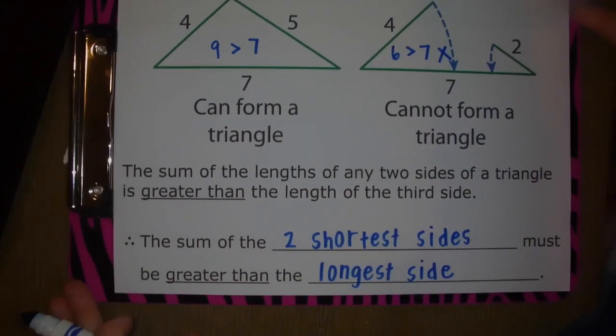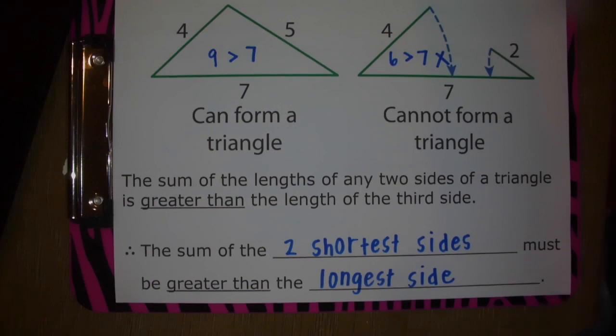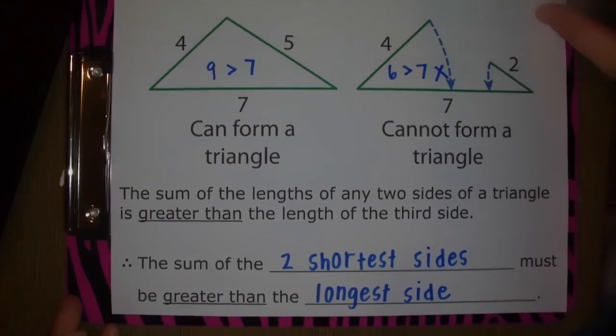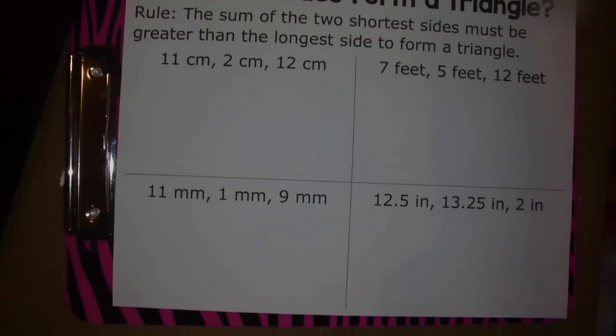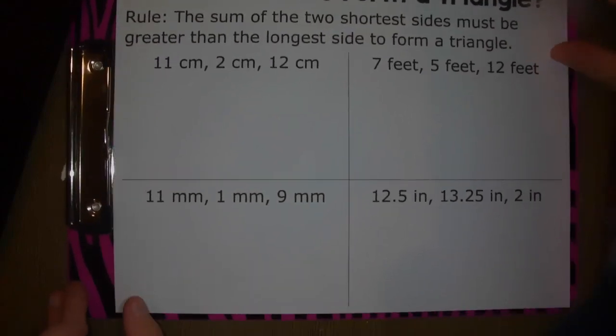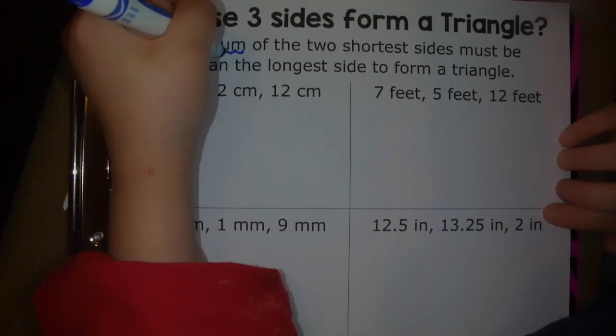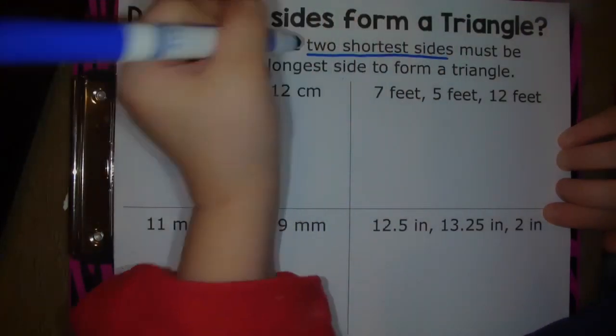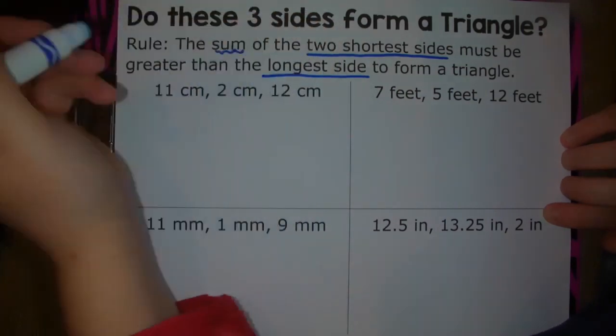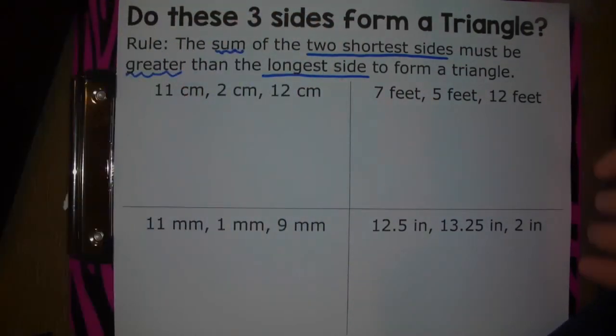So, our rule to determine if 3 side lengths form a triangle is that the sum of the 2 shortest sides must always be greater than the longest side. So, let's explore some lengths. We have 3 side lengths given to us 4 different times, and we need to determine when 3 of these side lengths will actually form a triangle. So I'm going to follow my rule that the sum of the 2 shortest sides must be greater than the longest side. And I'm going to test this out below.